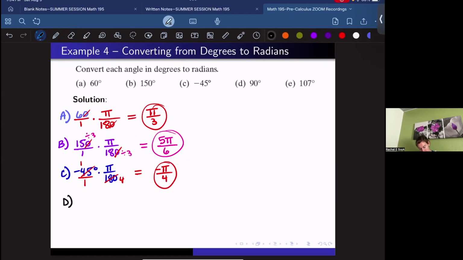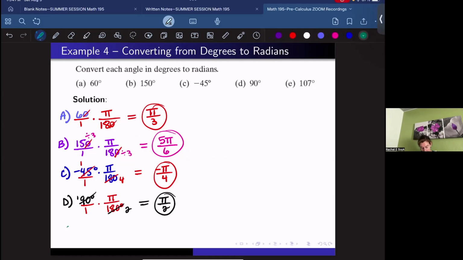Part D. We have 90 degrees. Good old pi over 2. But I'll show it to you. All right, 90 goes into 180 twice. So we get that pi over 2.